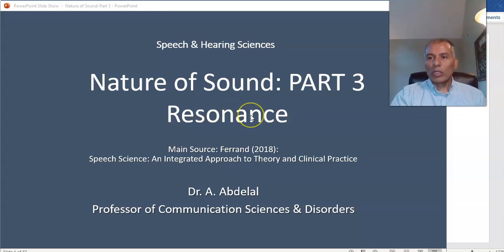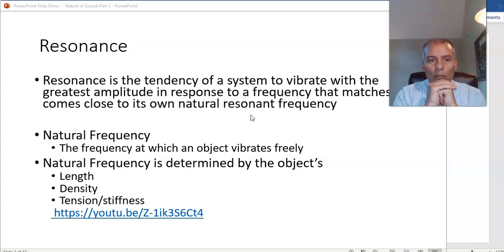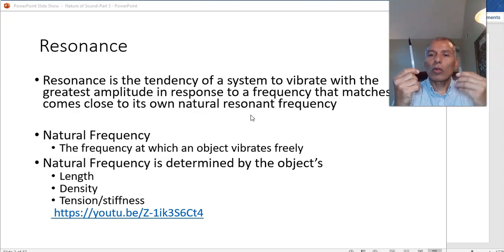So let's begin and go into the details. Resonance is the tendency of a system to vibrate with the greatest amplitude in response to a frequency that matches or comes close to its own natural resonant frequency. So we have to break this down. Again, here's this 100 hertz tuning fork. And when they are close, it does not mean close in distance like this. No, it's close in the numbers. This is 100 hertz, 100 vibrations. This is 100 vibrations. Because they are exactly identical in the number of vibrations they make, that will give me the greatest amplification possible, the greatest amplitude possible.